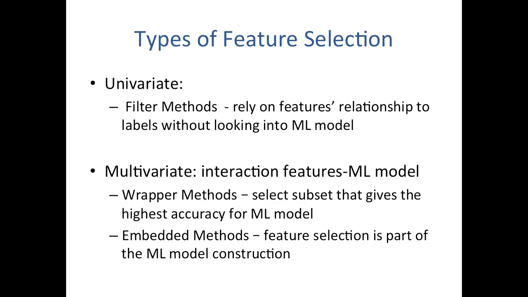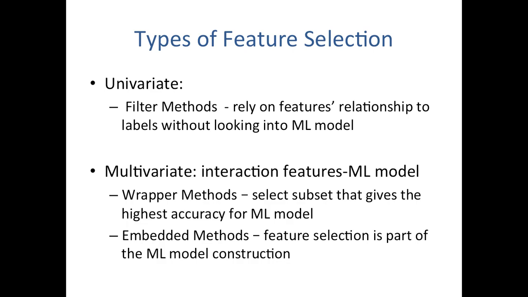On the other hand, multivariate feature selection looks into the interaction of the features with the machine learning model. So the selection of the features is not done just by analyzing the features themselves, but also by analyzing how those features interact with the machine learning model that we are testing. For multivariate, we're going to look into two different types of methods: wrapper methods and embedded methods. Wrapper methods select subsets of features and then run those subsets through the machine learning model, and the subset of features that provides the highest accuracy is the one that's selected.